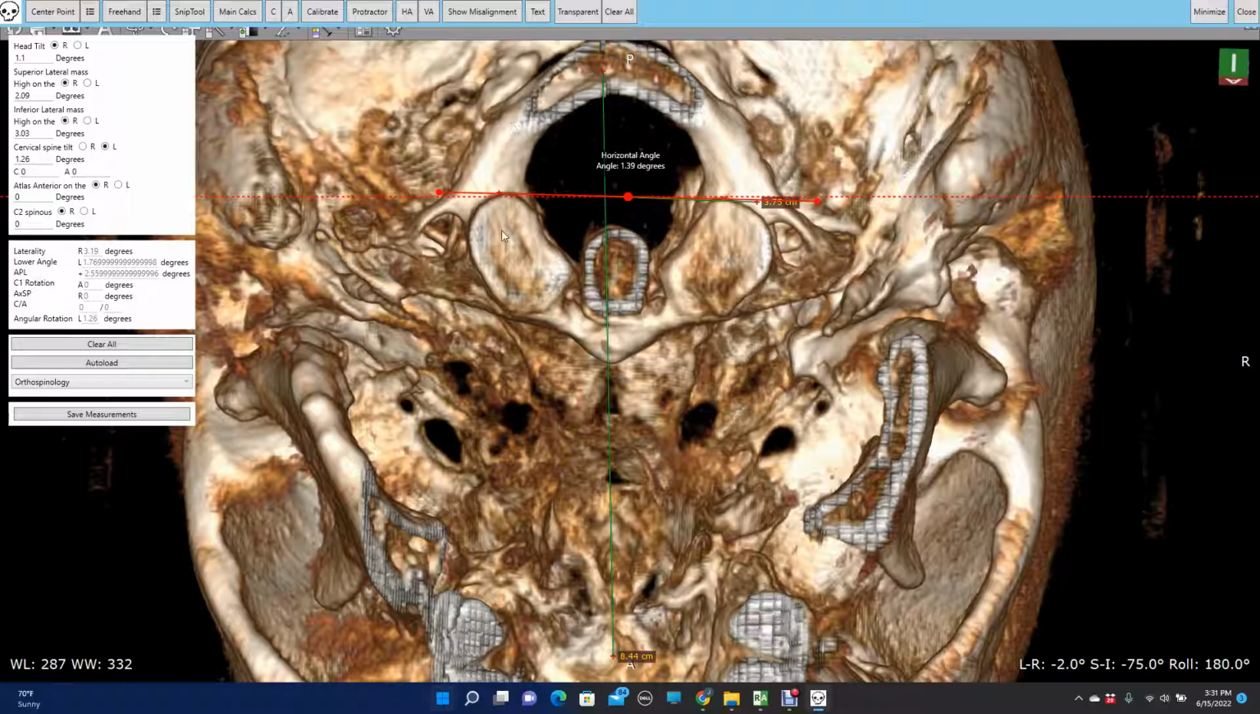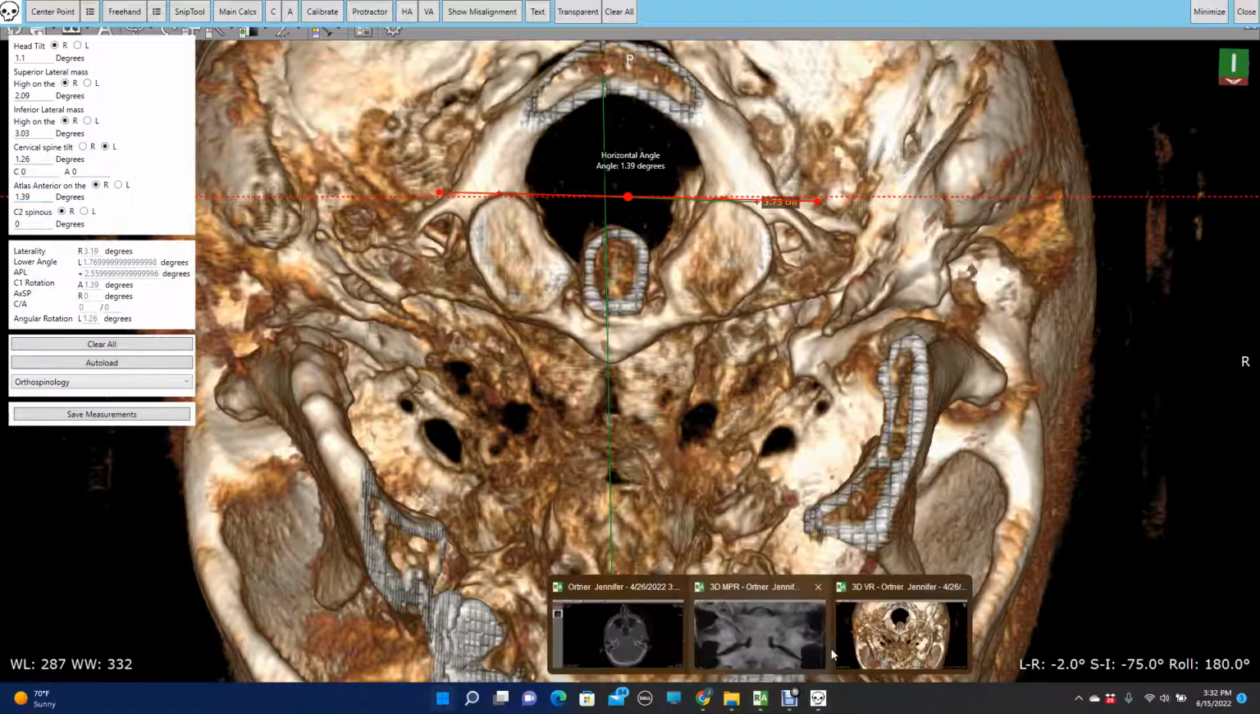So, you'll always get different measurements, even if you do the same scan over and over again, because when we're measuring to 100th of a degree, it's bound to be different. 1.39 anterior on the right, we will enter that in here. And what it will do is say, oh, this atlas is a right, so this is an anterior. But if the laterality turns out to be a left, it will automatically flip that to a posterior rotation. Do not worry about that.